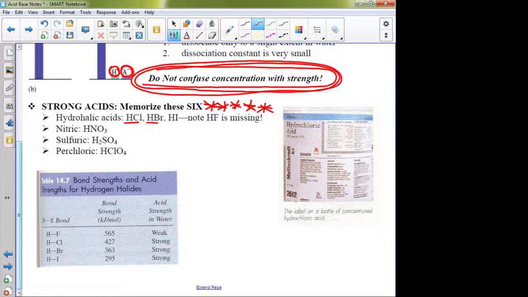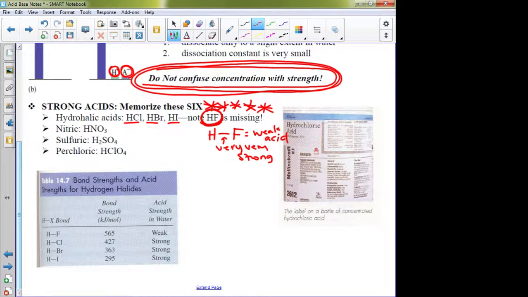HCl, HBr, HI. Notice all 3 of these are in column what on the periodic table? 17. They're in column 17 on the periodic table. Notice HF is not considered to be a what? Strong acid. That's because the bond between hydrogen and fluorine is very, very strong. So if they are bonded tightly together, is that hydrogen going to be able to easily come off? No. So HF is considered to be a weak acid.